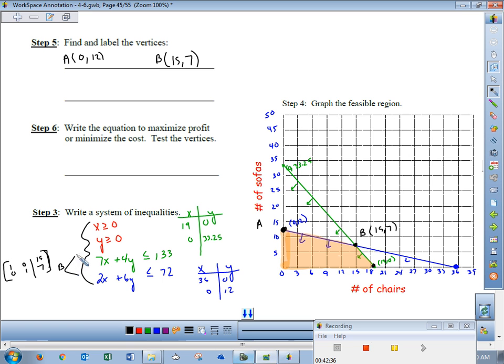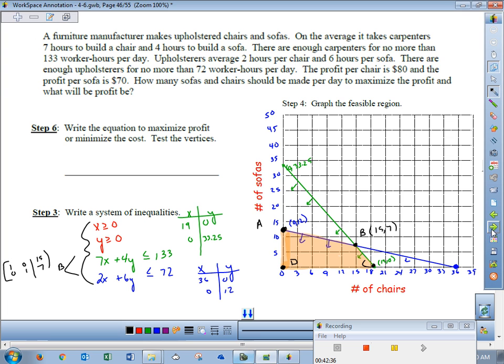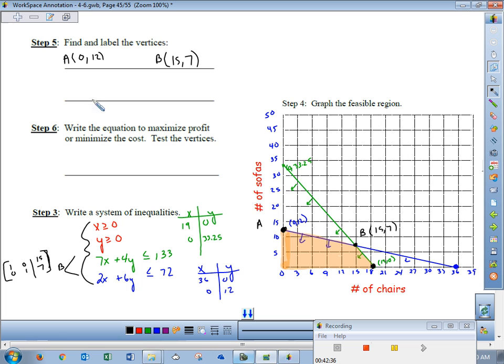Notice I kind of said, here's what I'm doing. These are the two guys, and that's going to be for vertice B. Here's my matrix. I found him at 15, 7. C is obviously, oops, my bad, C is obviously at 19, 0, and D was obviously at 0, 0. So B, C. Cool.